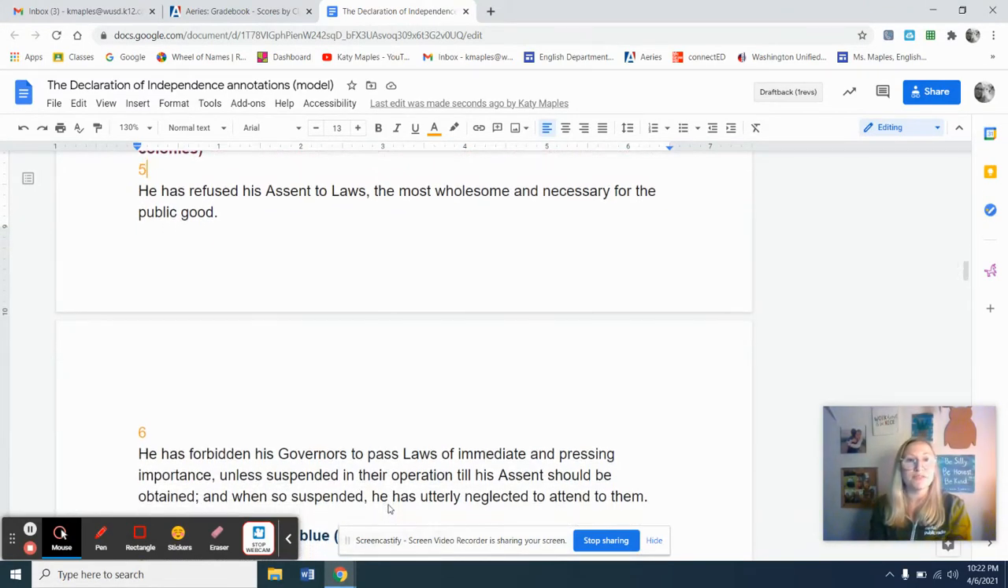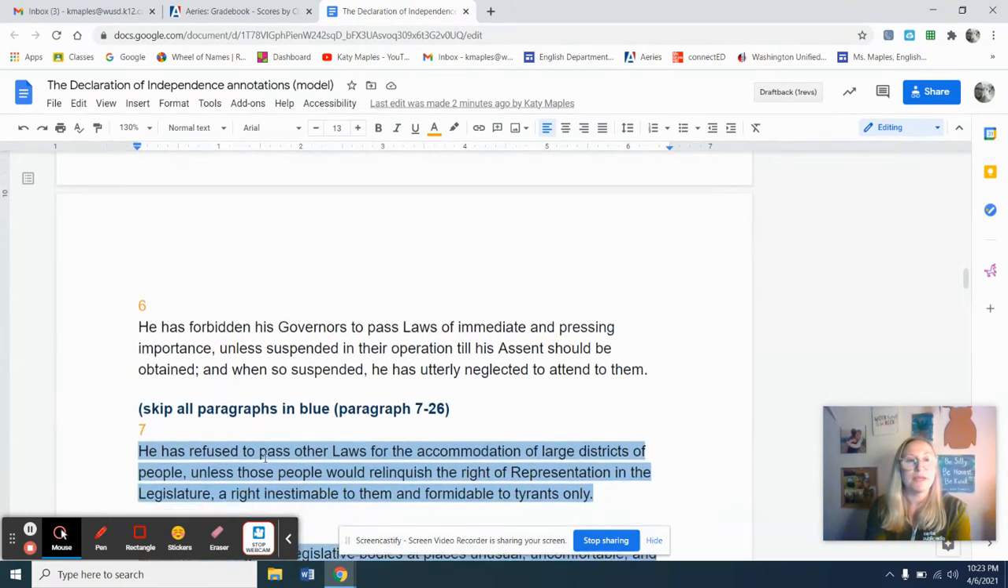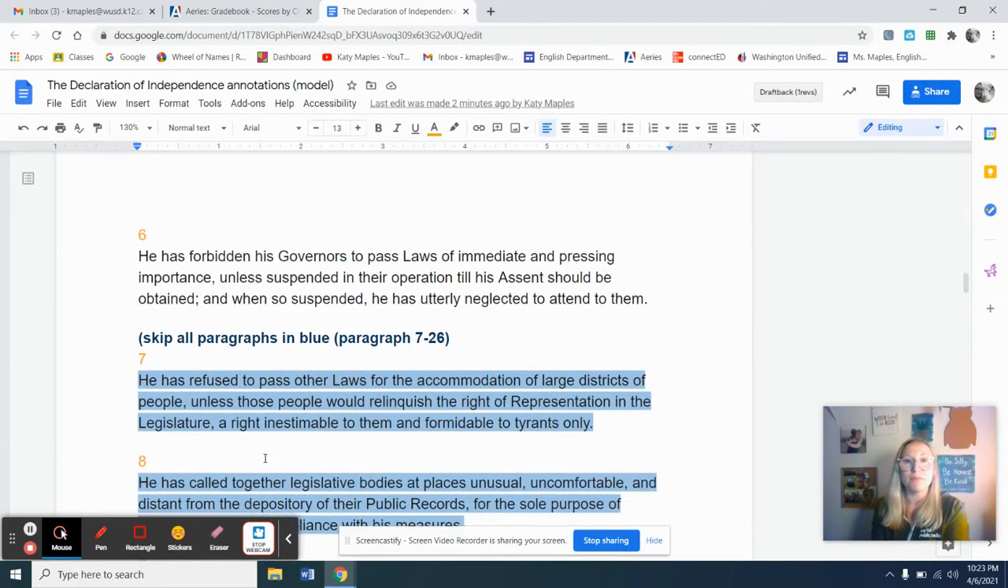He has refused to assent to laws, the most wholesome and necessary for the public good. He won't allow laws to be created that are actually going to help people. He has forbidden his governors to pass laws of immediate and pressing importance, unless suspended in their operation till his assent should be obtained, and when so suspended, he has utterly neglected to attend to them. So when people are saying, King George, we need these laws, they're important, he's like, yeah, we'll deal with it later, and then he just neglects them.